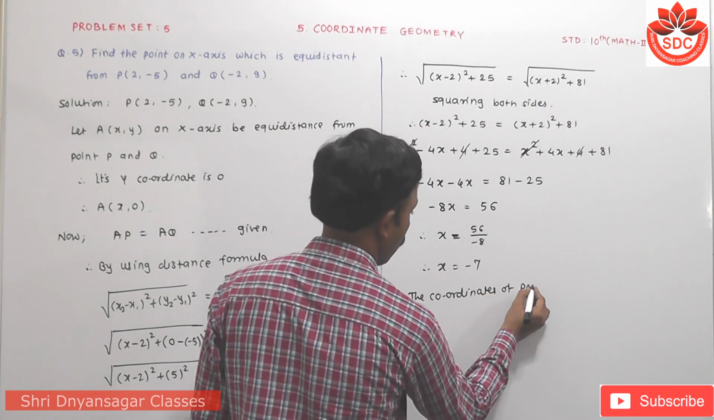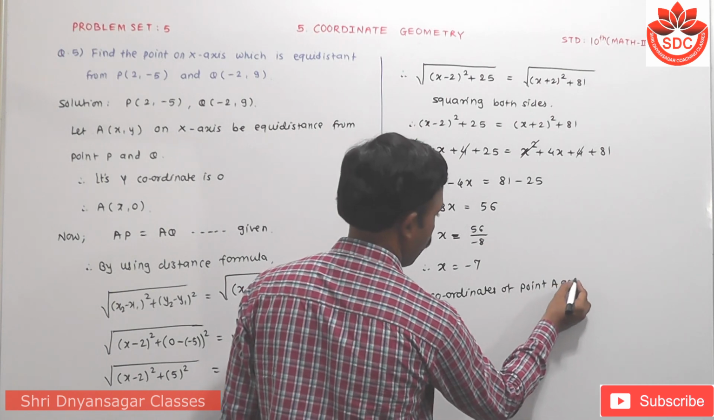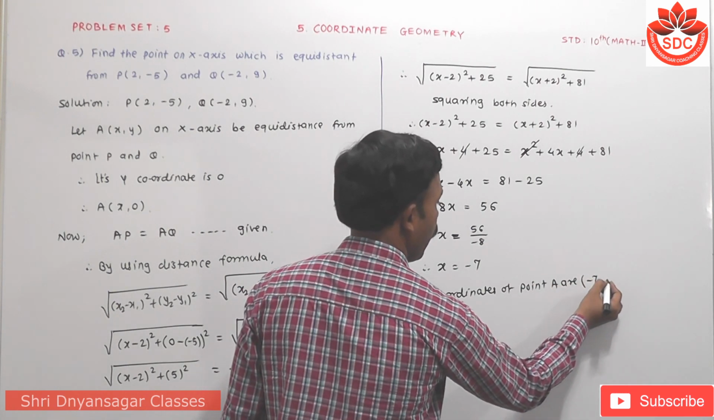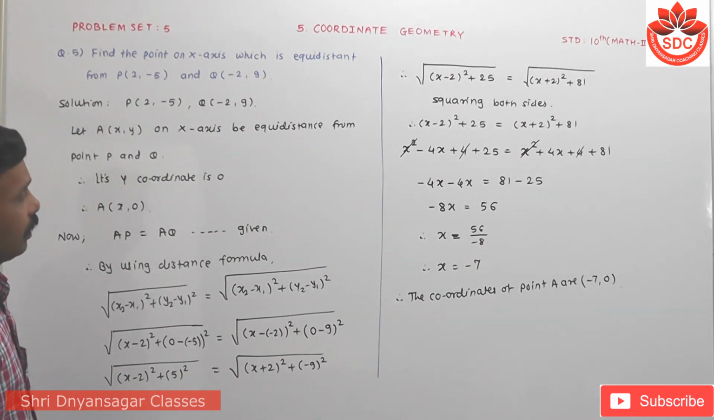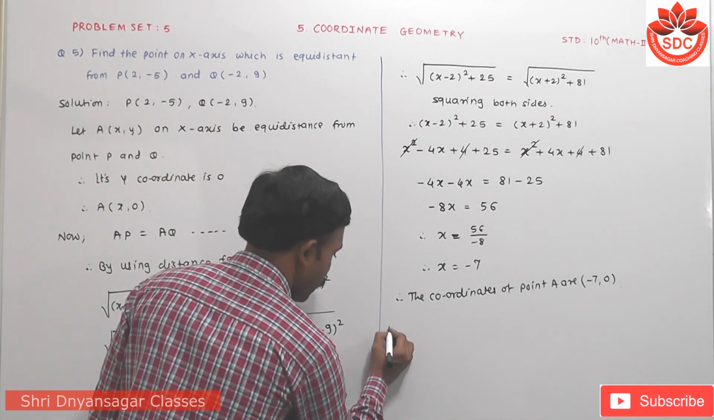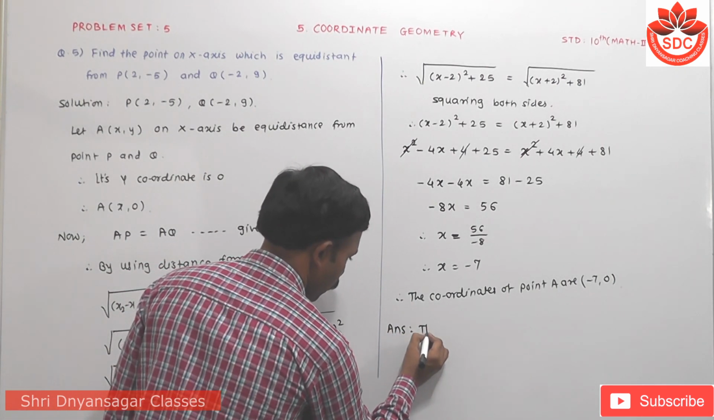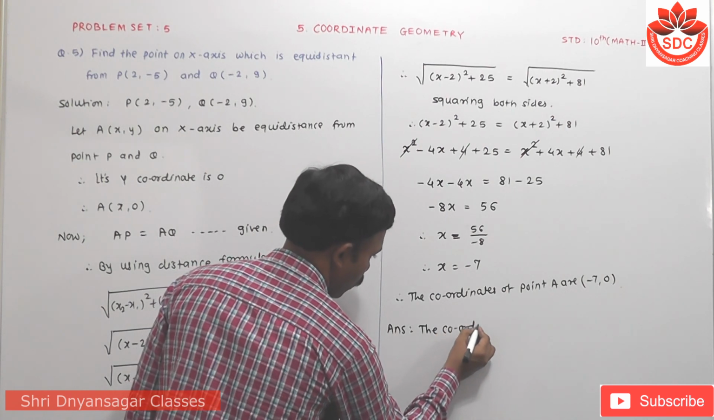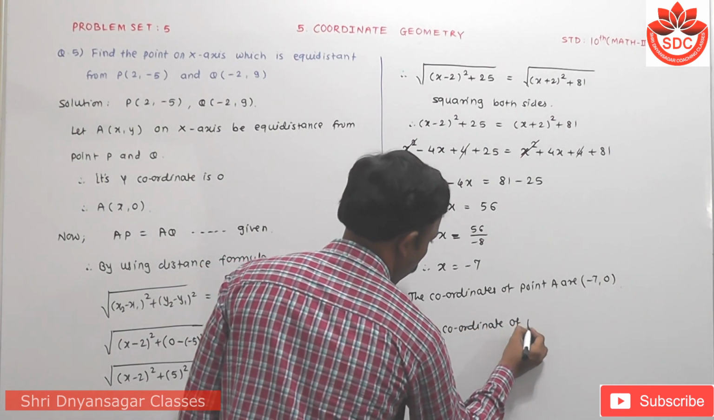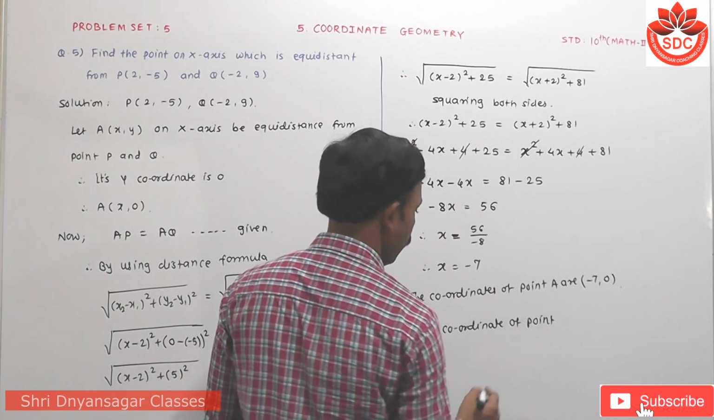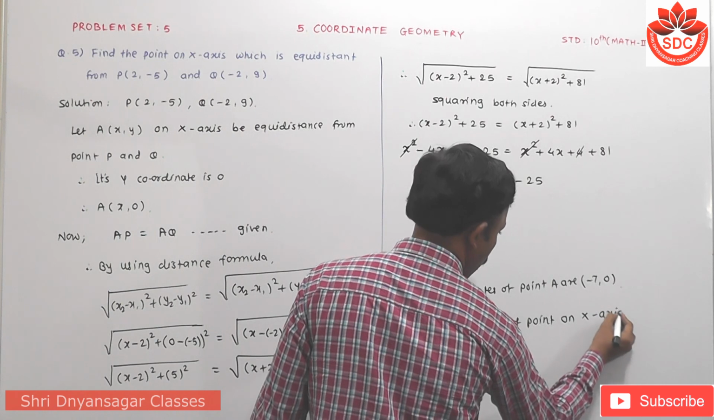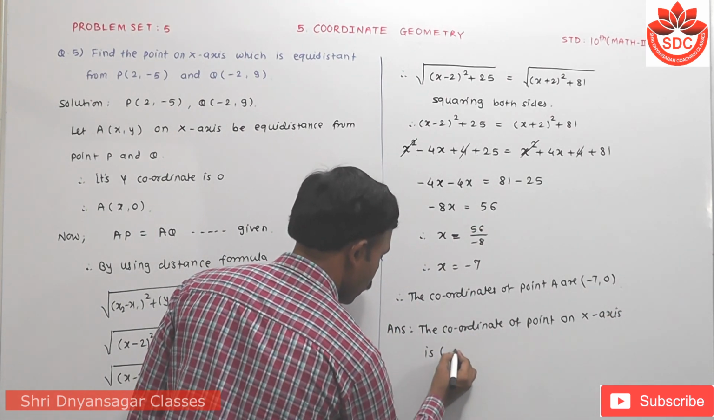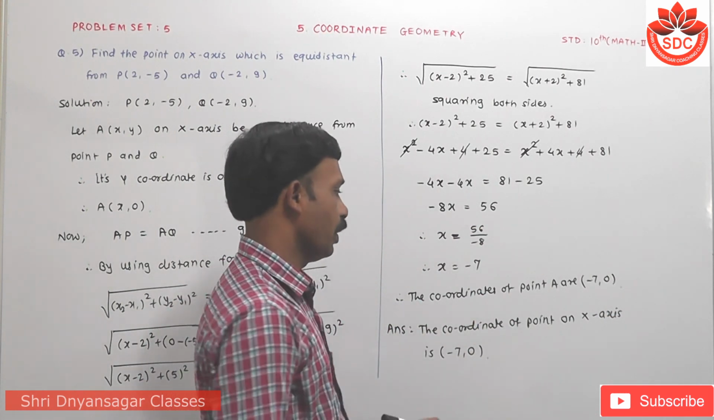Therefore the coordinate of point A, x coordinate is minus 7 and y coordinate is 0 here because the point lies on this x axis. The answer is therefore the point on x axis is answer. Therefore the coordinate of point on x axis is minus 7 and 0. Can you understand this?